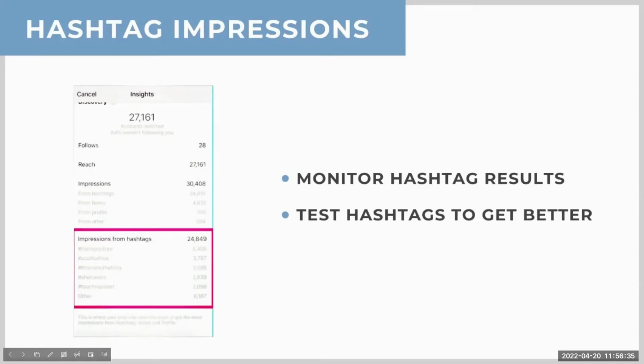With the business profile, you can monitor how effective your hashtags are by checking the insights section of your account. From there, look in the impressions section and check the performance of your hashtags. So if you have one that you're creating and you're not sure if it's going to catch on, you can see the performance it's having.